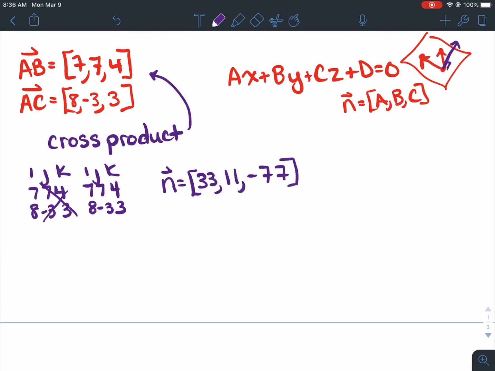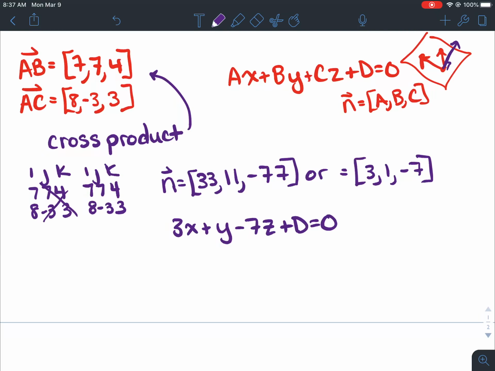Now, I noticed that these are all divisible by 11, so I'm going to divide them all by 11 just to make it smaller. So instead I'll do 3, 1, -7. That looks a lot better. So I just divided everything by 11. Okay, so now I know the coefficients a, b, and c. So I got 3x plus y minus 7z plus d equals 0. So I can sub in the a, b, and c for my normal vector, but I still don't know d. But I do know 3 points on my plane. So why not pick one of the points? Let's just go with A and sub that in for x, y, and z.